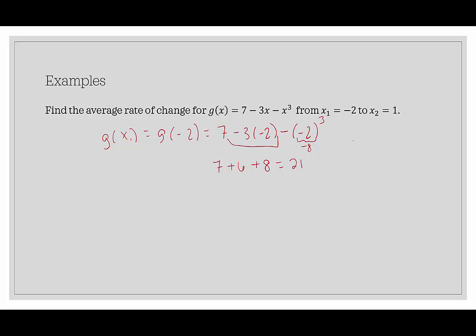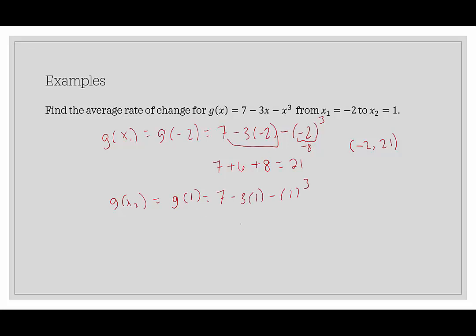Okay, so what I know here is I have one ordered pair. I plugged in -2. And my output was 21. The next one, x sub 2, would be the same as g of 1. So anywhere I see an x, this time I'm replacing it with a 1. So that's 7 minus 3 times 1 minus 1 cubed.